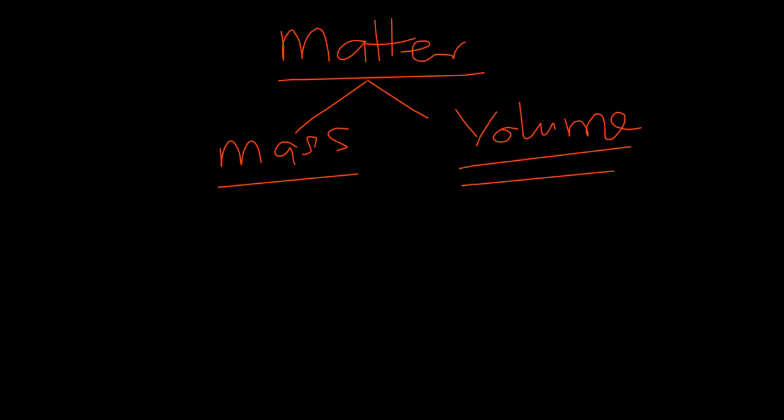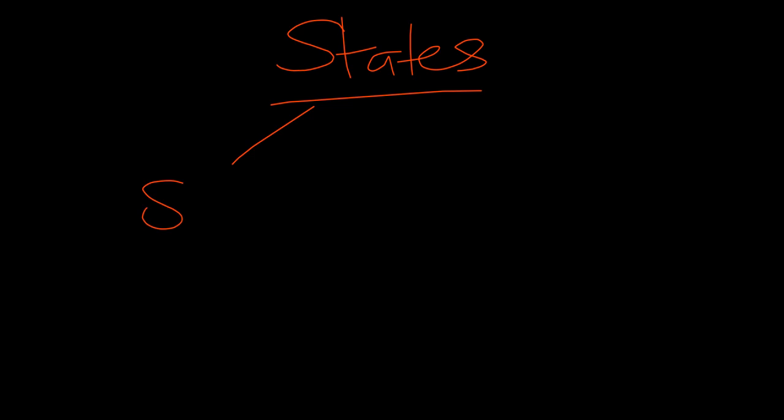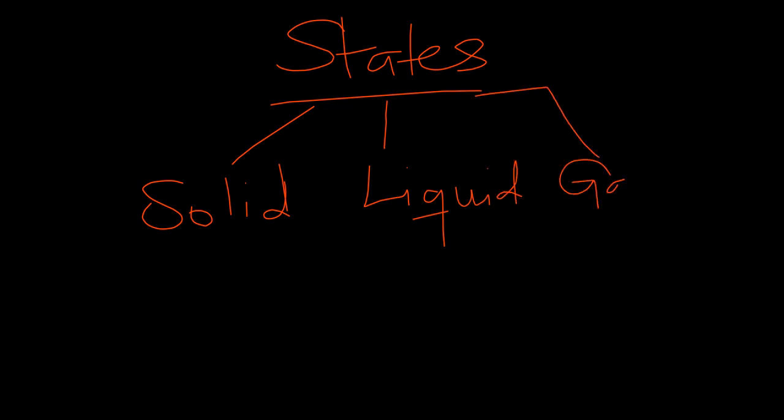Now, quickly, let's look at the various states of matter. Matter has three main states. The first state is the solid state, then we have the liquid state, and finally the gas or gaseous state. I believe you are aware you can give examples of each of these states, but for the sake of this video, I will quickly mention one example of each.